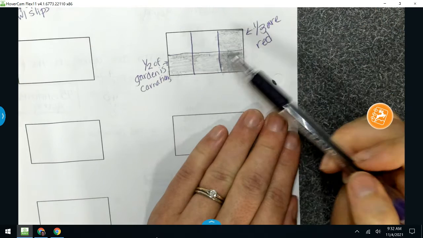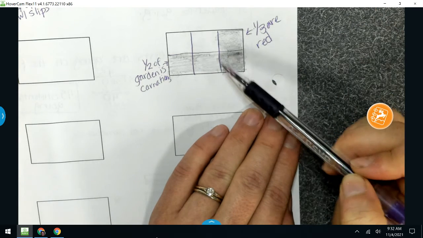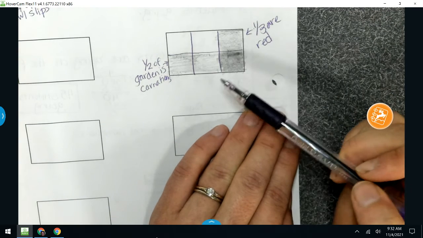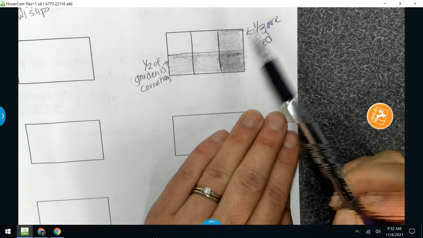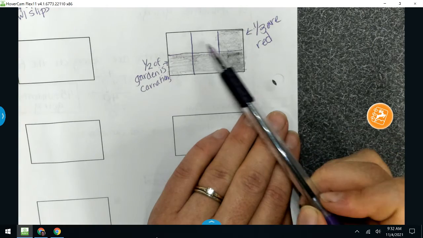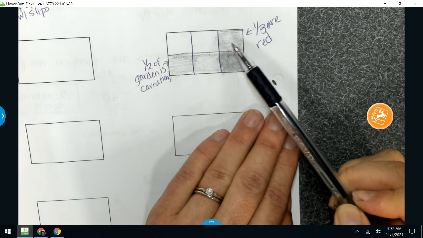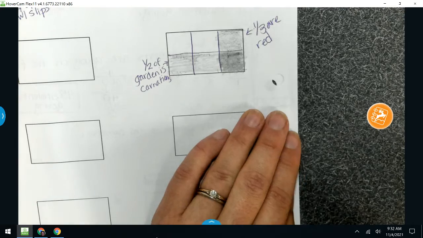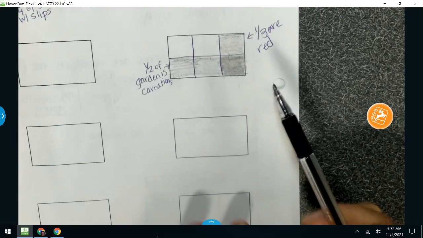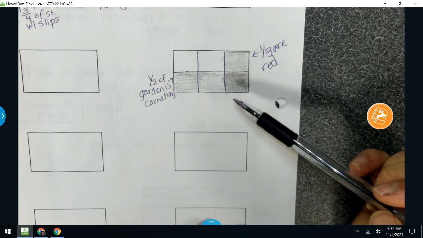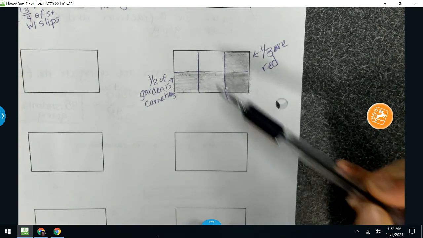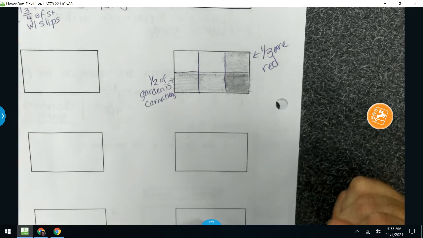I had some students who only wanted to shade in this part here. My concern always is that when students do that, most of the time they don't break this part up, and so they end up not getting the correct denominator. And so we're taught to do it with the double shading like this so that you make sure that you get both parts of your fraction.